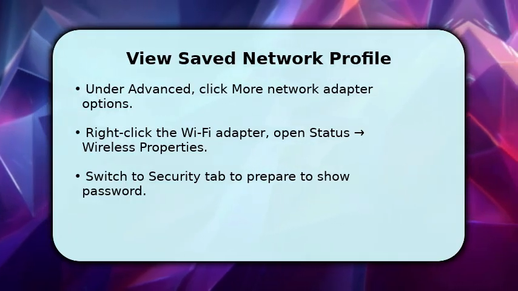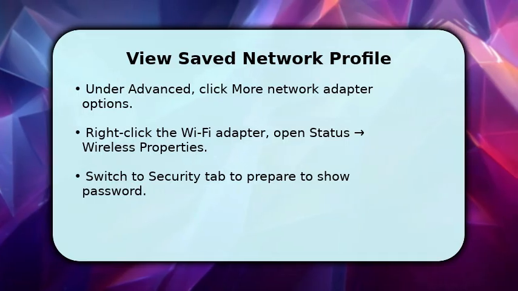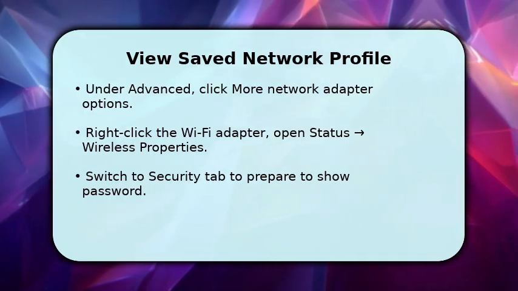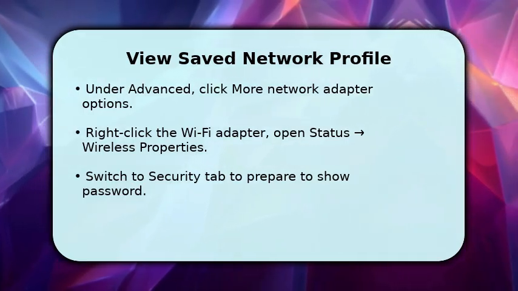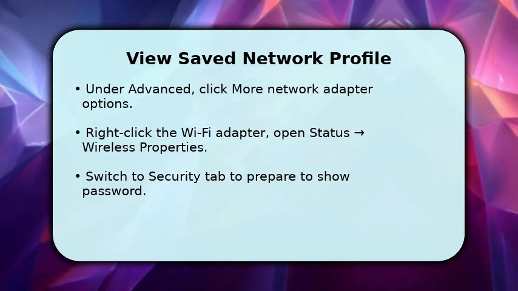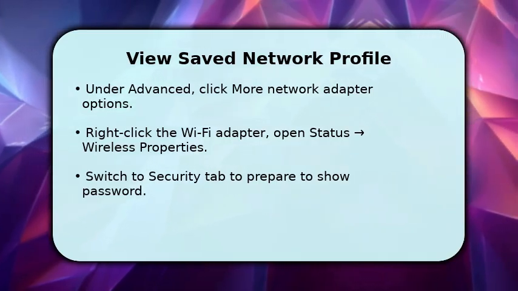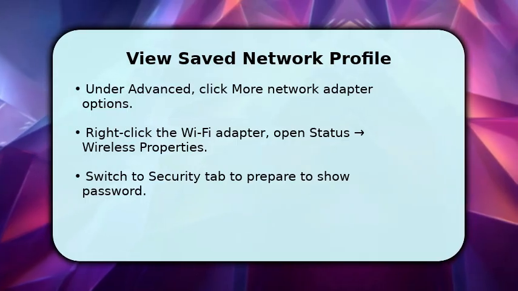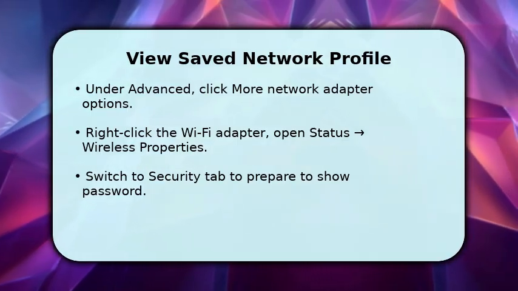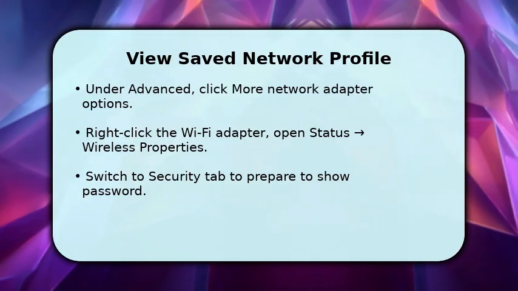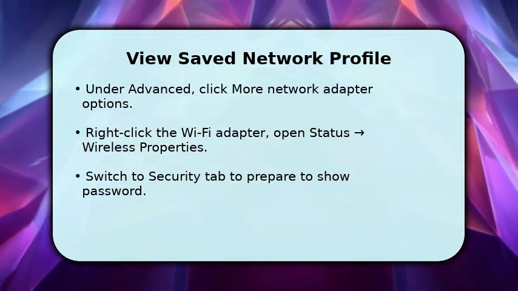In the Wireless Properties window, switch to the Security tab where the Network Security Key field is hidden by default. Make sure you have administrator access because revealing the key requires it. If prompted, approve the elevation. This step directly exposes the saved password entry, so you can reveal it without third-party tools.